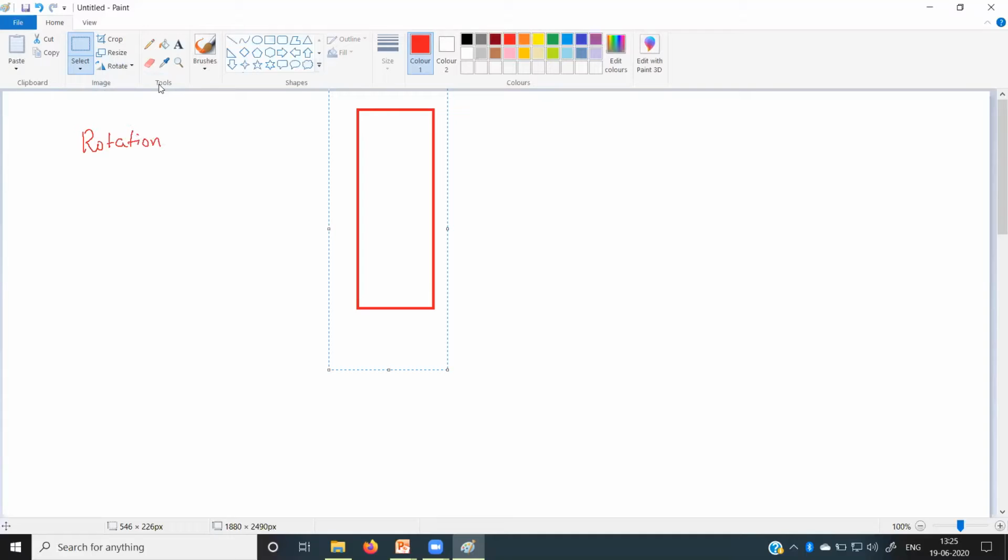Now, this rotation option is associated with each graphics application, and using that rotation option, we can rotate the object. Now how does the rotation option rotate it? There is a code behind it. So today I will show you how this rotation is basically performed.